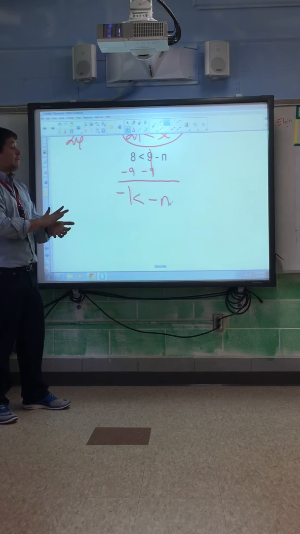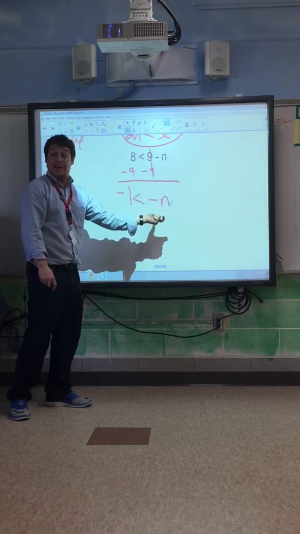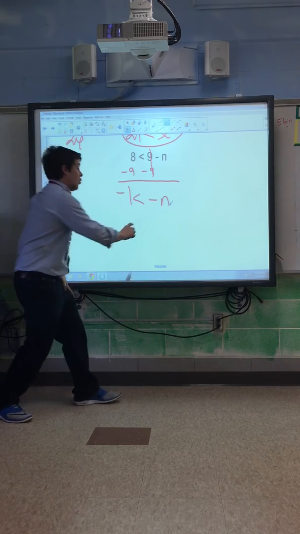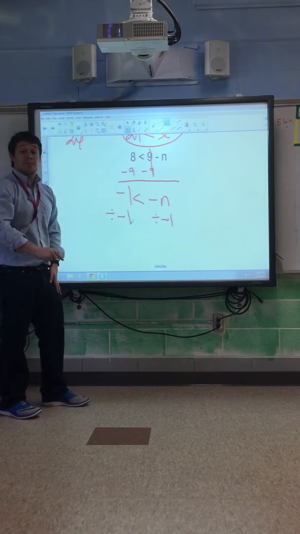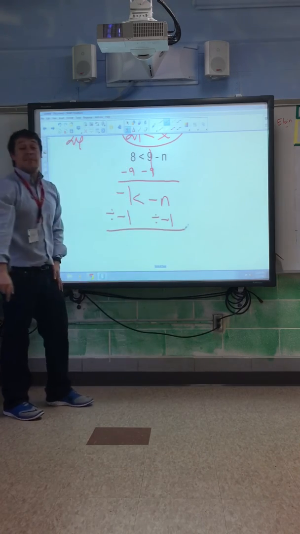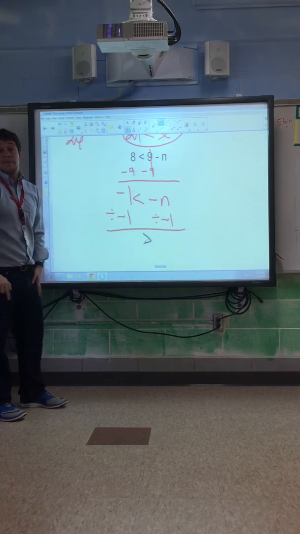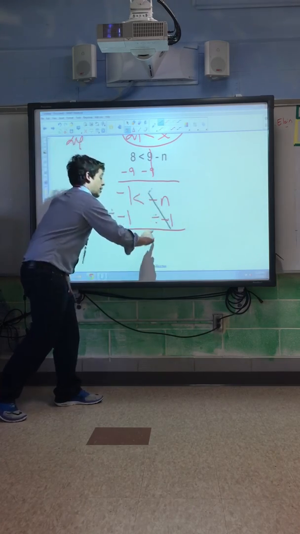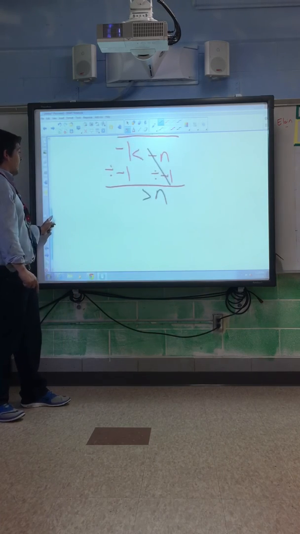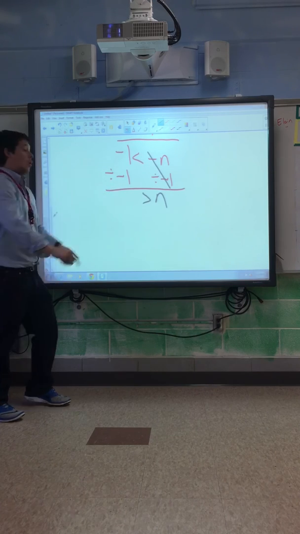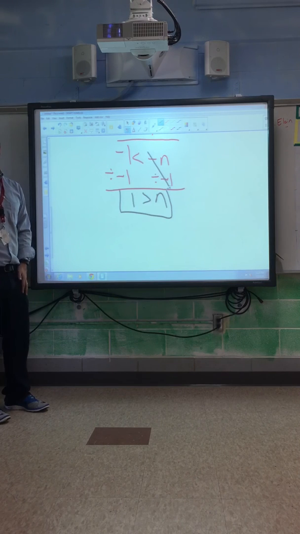Our job is to figure out what n is. Right now we have a negative 1n. So to isolate this n, we can divide each side by negative 1. And just like in the last problem, anytime we divide by a negative number, we automatically flip the inequality sign. Our negatives cancel out, and we have 1n left. On the other side of our inequality, negative 1 divided by negative 1 is positive 1. So here's our solution. 1 is greater than n.